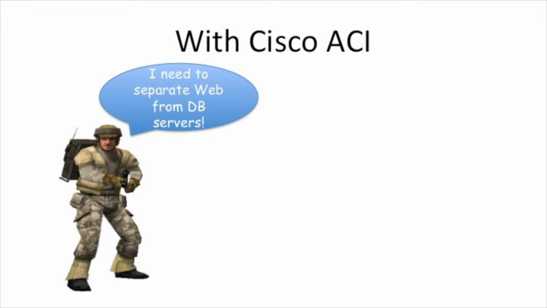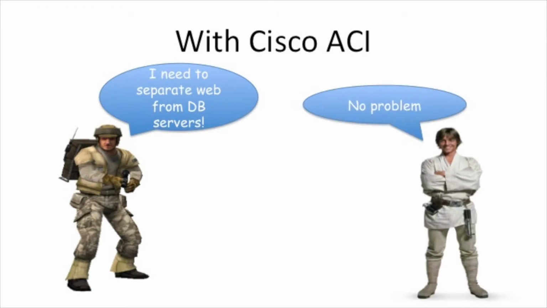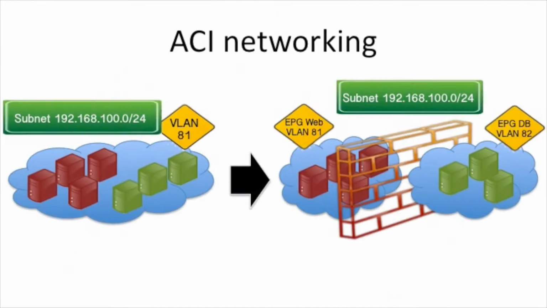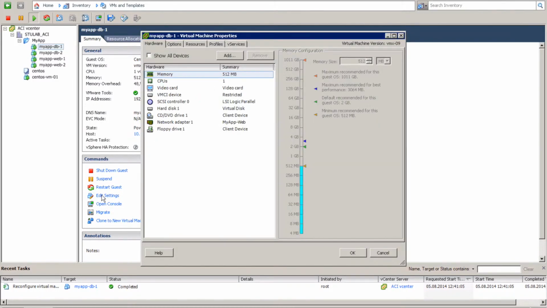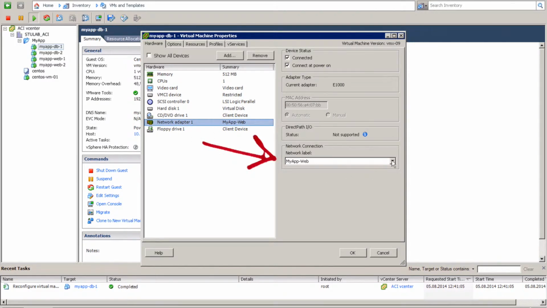What does it look like with Cisco ACI? Much easier. We are not the bad guys anymore. Why? Because in ACI, VLANs are not tied to subnets. And we can configure two different VLANs inside of the same subnet and still filter traffic between those two VLANs. How does this work? Alright, let's change the VLAN in the database VM. So we will change from web port group to database port group, which is associated to a different VLAN.